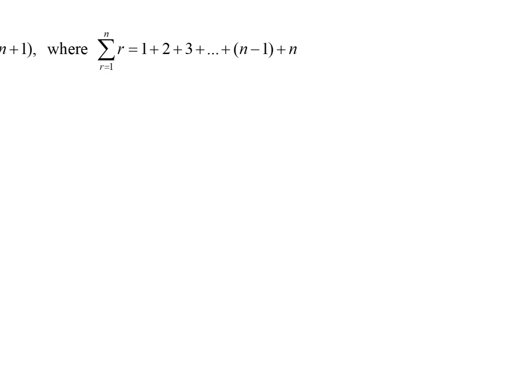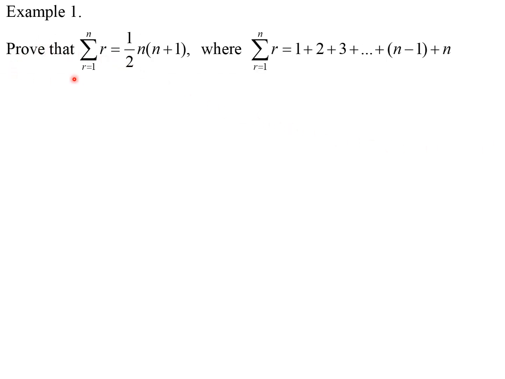So for example, proof by induction: prove that the sum of r between 1 to n is half times n multiplied by n plus 1, where the sum of r is represented by 1 plus 2 plus 3 and so on, up to n minus 1 plus n. In this case, the steps are quite fixed. We have to prove for n equals 1, n equals k, and n equals k plus 1. So we have to do it for 3 succeeding values.